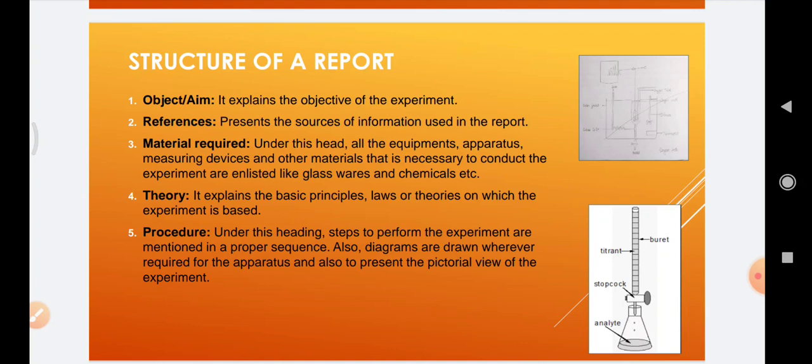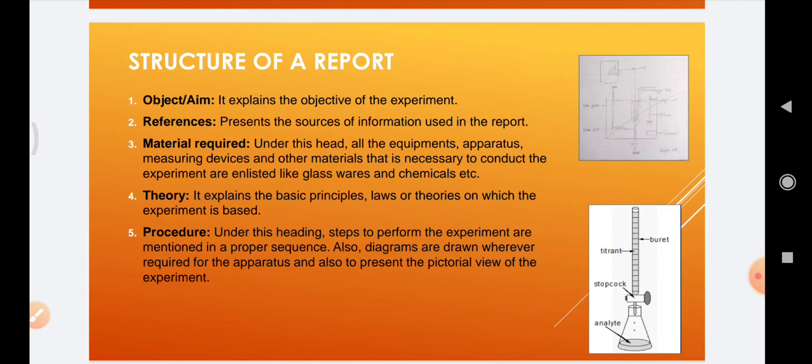The second is references, and it presents the sources of information used in the report. We can detail about references further in our lecture. The third is the material requirement. Under this heading, all the equipments, apparatus, measuring devices and other materials that are necessary to conduct the experiments are enlisted, like glasswares and chemicals, etc.